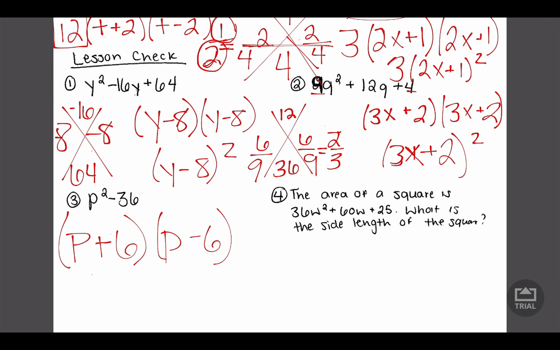Last one, the area of a square is that. What's the side length of the square? So first, see if there's something you can factor out of all of them. 36, 65, no, there's not. Alright, so let's use the x. Multiply the front number and the last number first. 36 times 25, 900, and then 60 in the top. And then find something that'll multiply together to get 900 and add to get 60. That'll be 30.